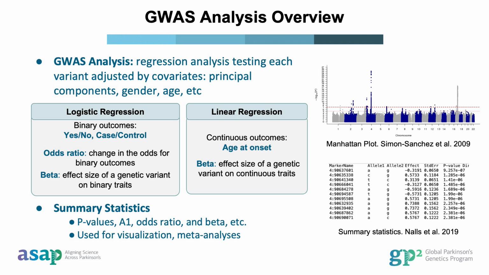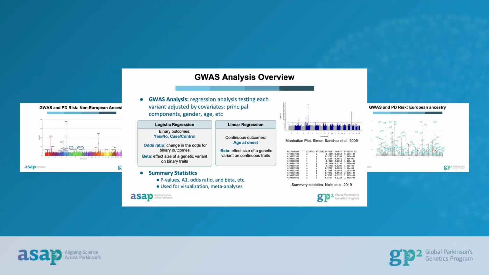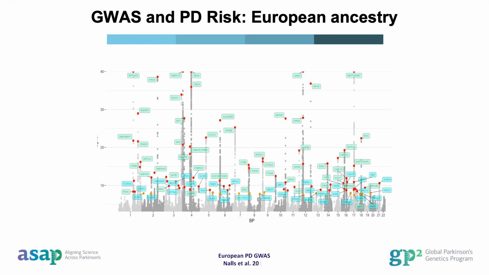In logistic regression models, the odds ratio represents changes in the odds of binary outcomes, while in linear regression, the beta coefficient shows the estimated effect size of a genetic variant on a continuous trait. These summary statistics are commonly visualized in plots such as Manhattan plots, and they also serve as input for further meta-analysis. Several recent studies have reported Parkinson's disease risk loci across different ancestries.